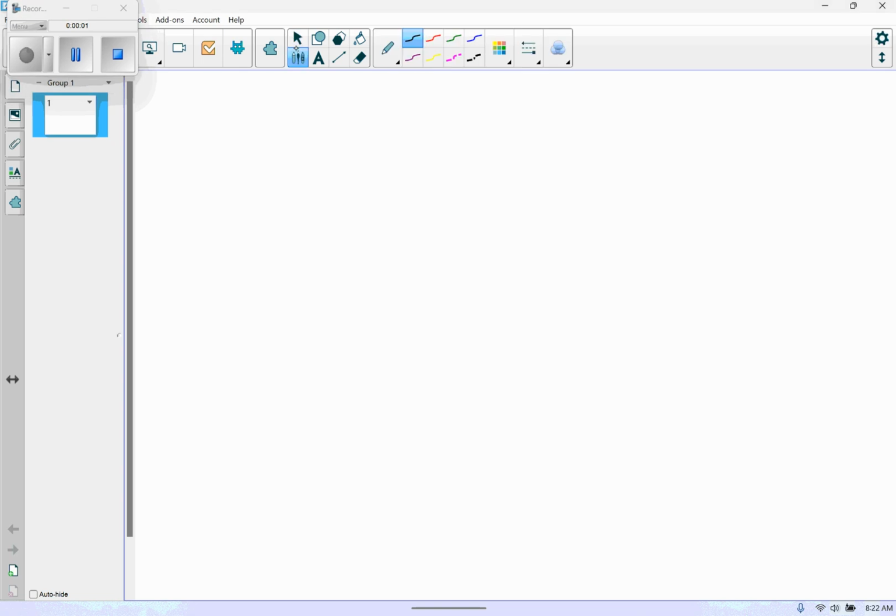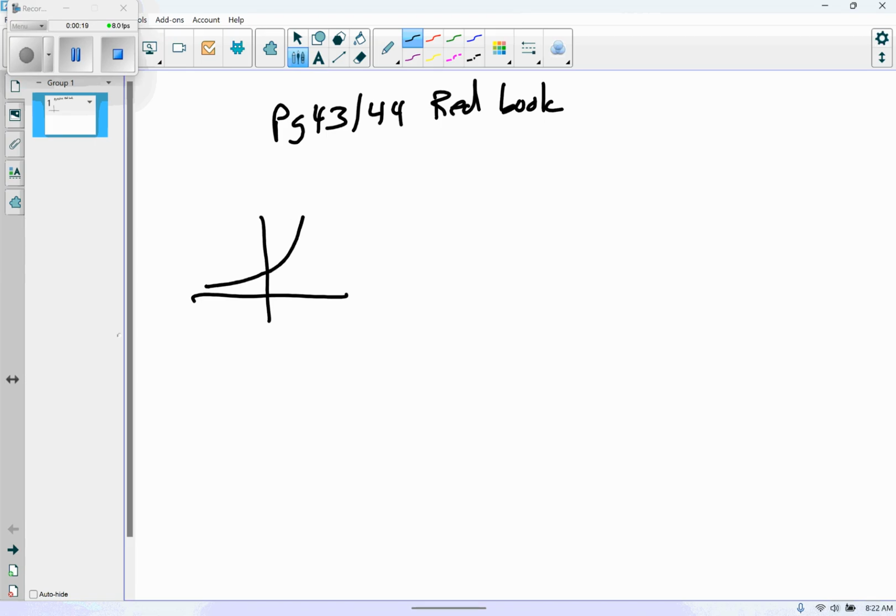Hi, Algebra 1. So we're going to run through pages 43 and 44, which were in the red book, or maybe you got the worksheet if you didn't have the red book.